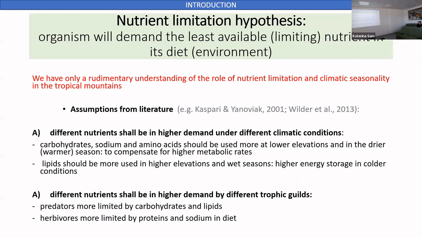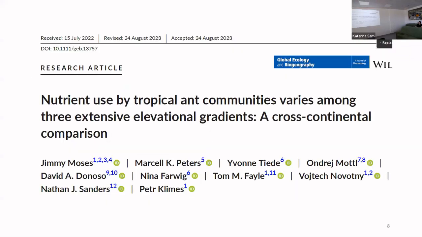And there could also be some predictions for these different trophic guilds, as I mentioned before, which might suggest that predators might be more limited by carbohydrates and lipids, because they need this rapid energy, but also they don't have so many carbohydrates in the food, while herbivores, even caterpillars or foliage-eating herbivores, were already shown to be limited by sodium or protein compounds in the diet, which might be the same for ants.